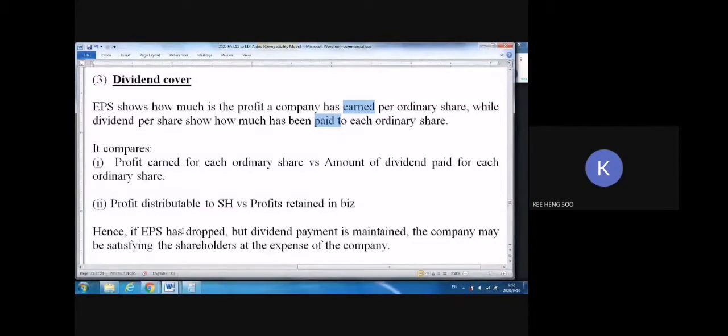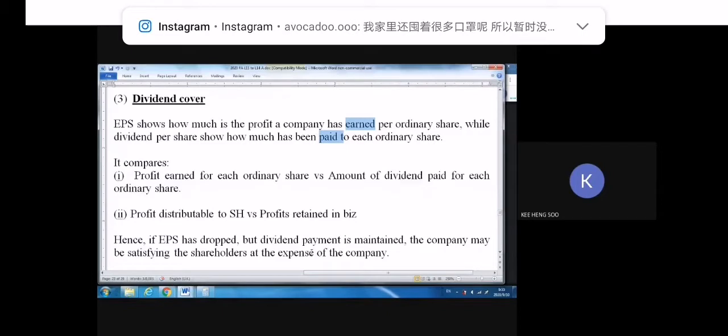So if earning per share drops but dividend payment is maintained, then this company may satisfy the shareholders at the expense of the company. It happened before, earning per share going down from 50 cents to 40, to 30, to 20, to 10. But your dividend per share can be 10 cents, 20 cents, 30 cents, 40 cents. Why can it be like that? Because in the past, you got so much retained earning or general reserve set aside for future payment. Because, you know that in Malaysia, the economic condition is a 10-year cycle, going up and down like that.